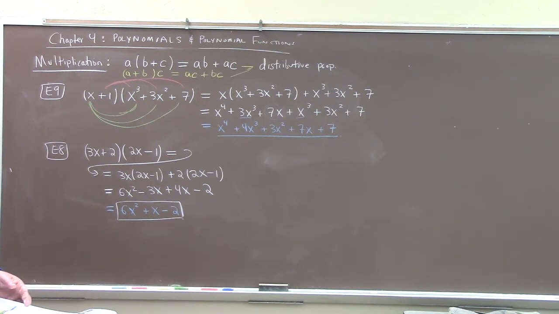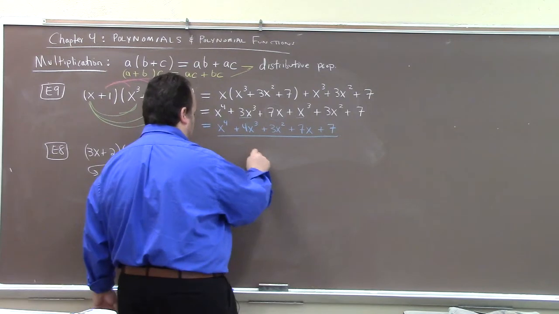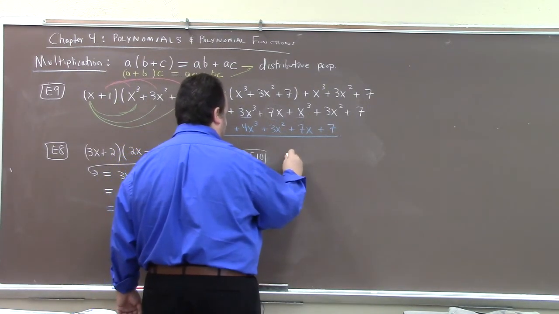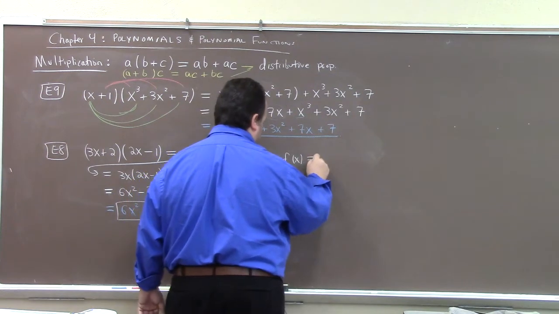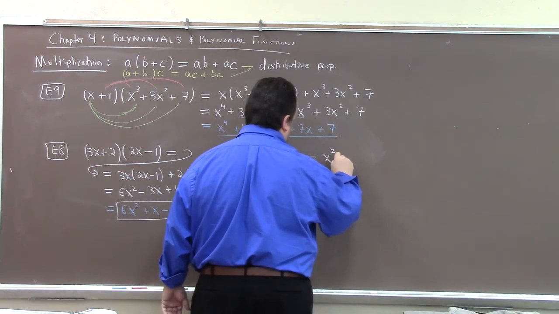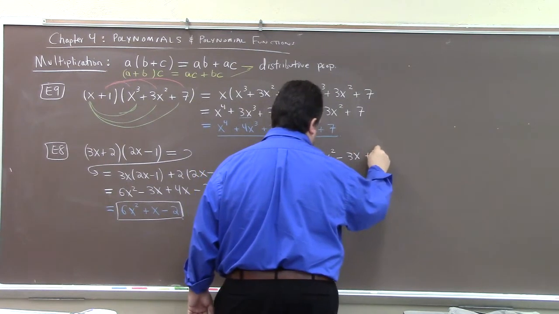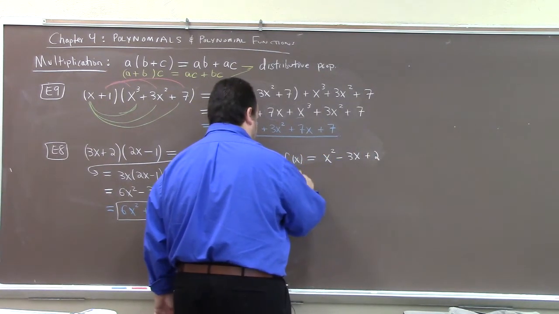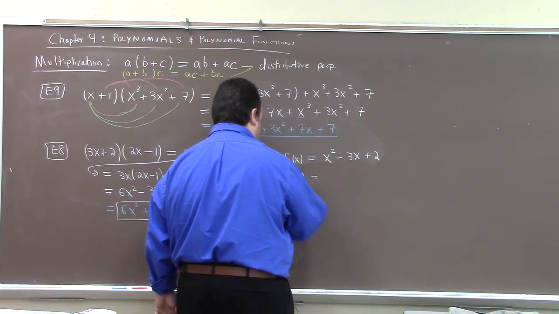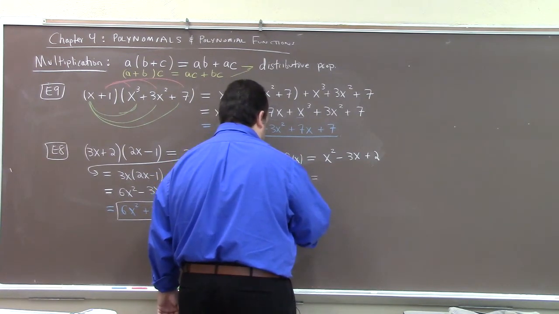So all of the exercises in section 4.1 are pretty much collect like terms. And there is a smattering of problems where they ask us to evaluate the polynomial. I guess we could do one of those. Example 10. If I tell you f of x is x squared minus 3x plus 2, I can say, what's f of 0? What's f of 1? What's f of 2?